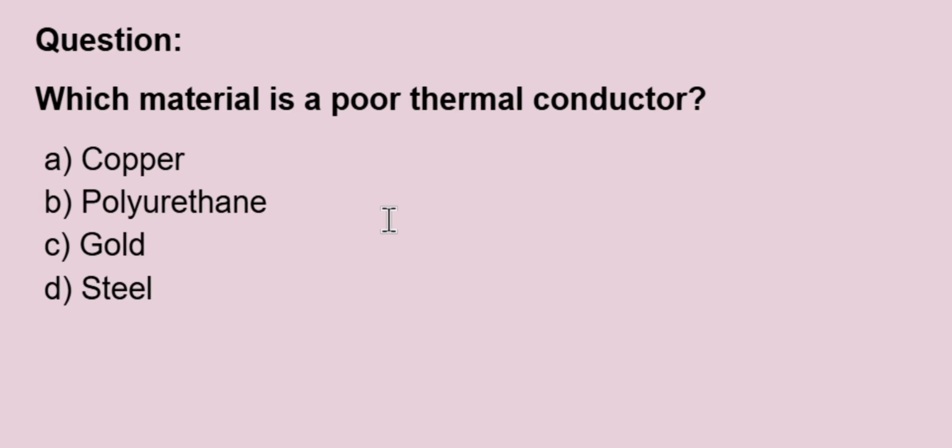Okay, moving on. Question: which material is a poor thermal conductor? A, copper, B, polyurethane, C, gold, or D, steel? And the correct answer is B, right? Metals in general, so copper, gold and steel, they're all metals. They tend to be good conductors, both thermal conductors, which is heat, and electric conductors.